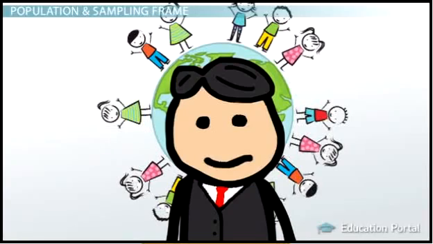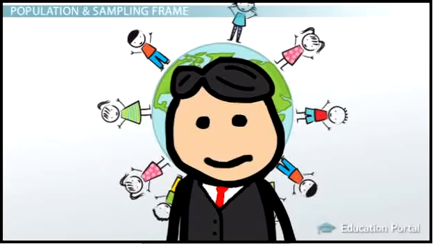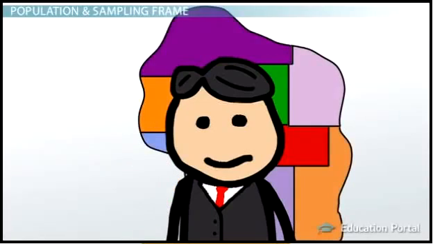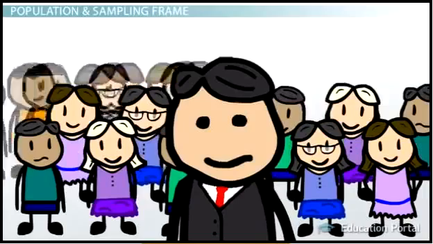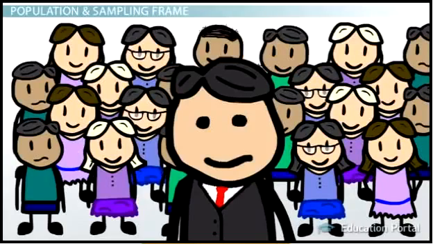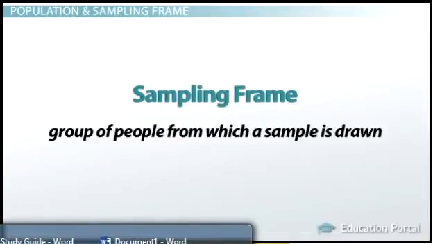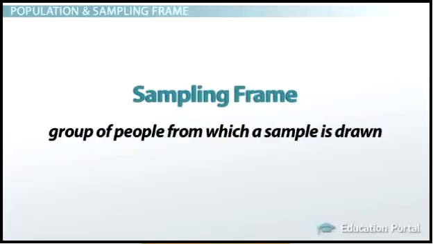Even if a population isn't as big as every child in the world, it can still be too big to study. For example, maybe Matt's not interested in every child in the world. Maybe he's just interested in every child in the school district where he works. That could still be a very large number of students. To narrow it down, Matt has to choose who to study from a sampling frame, or group of people from which a sample is drawn.